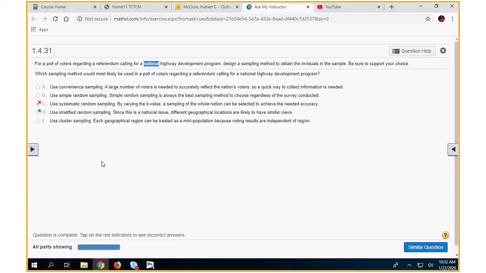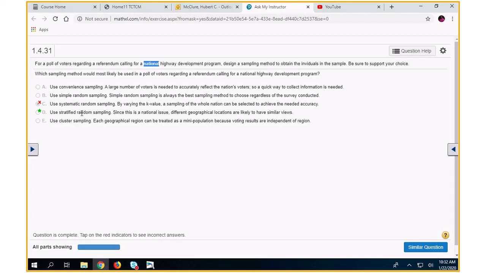All right. So, okay, it says use systematic random sampling by varying the K value. A sample of the whole nation can be selected to achieve blah, blah, blah. Since this is a national issue, different geographic, there you go, right there. I've said that at the beginning. Okay? So stratified is used for what?